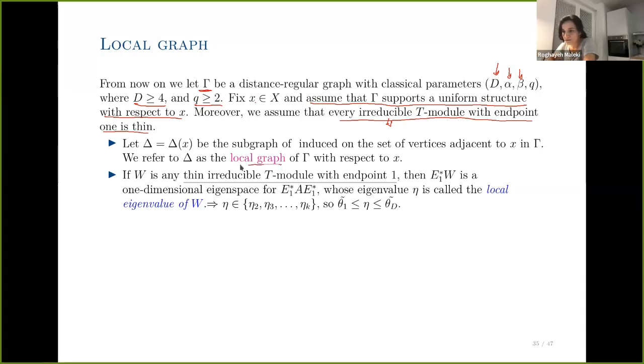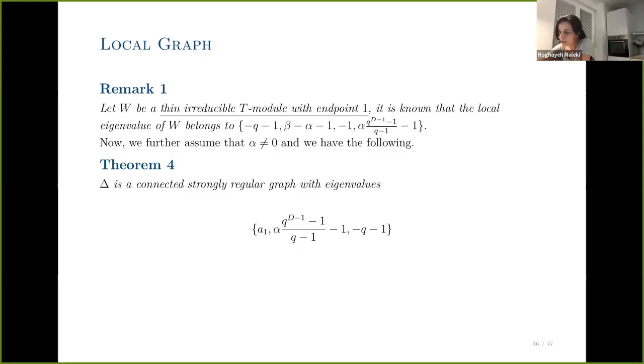And this notion of local graph is nothing except just the graph that is induced on the neighbors of the vertex X. And if W is any thinly reducible T module with endpoint 1, then E1 star of W is, of course, a one-dimensional eigenspace for E1 star A1 star, whose eigenvalues are known as the local eigenvalues of W, and in fact belong to this set. And here, there is a known fact about the eigenvalues of this thinly reducible T module with endpoint 1, this W. Thanks to Terwilliger, again, we have these eigenvalues.